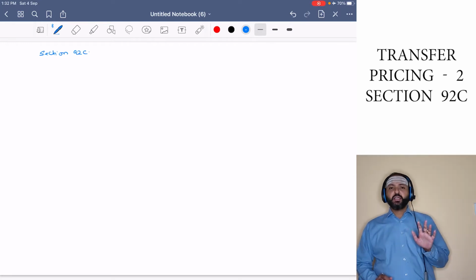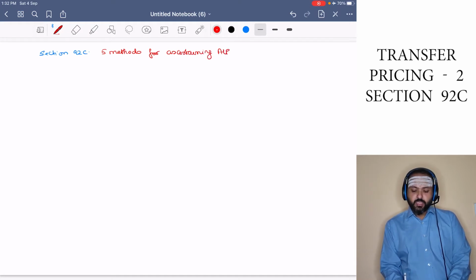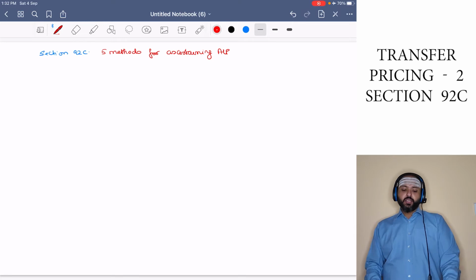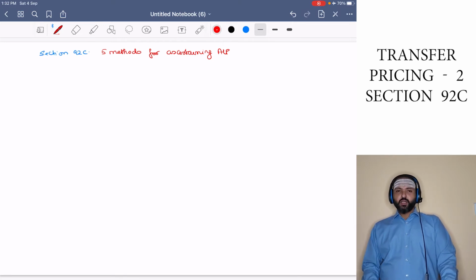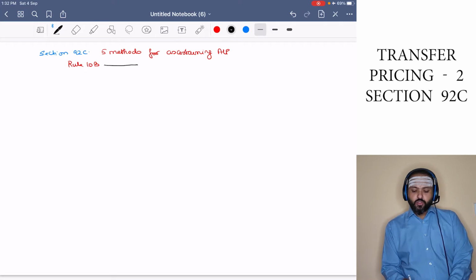Now, this 92C gives us five methods for ascertaining ALP, arm's length price. Now onwards we will be referring to it as ALP, which refers to arm's length price. Okay, so now, what are the five methods? Rule 10B gives us five methods. Method number one is going to be the comparable uncontrolled price method.